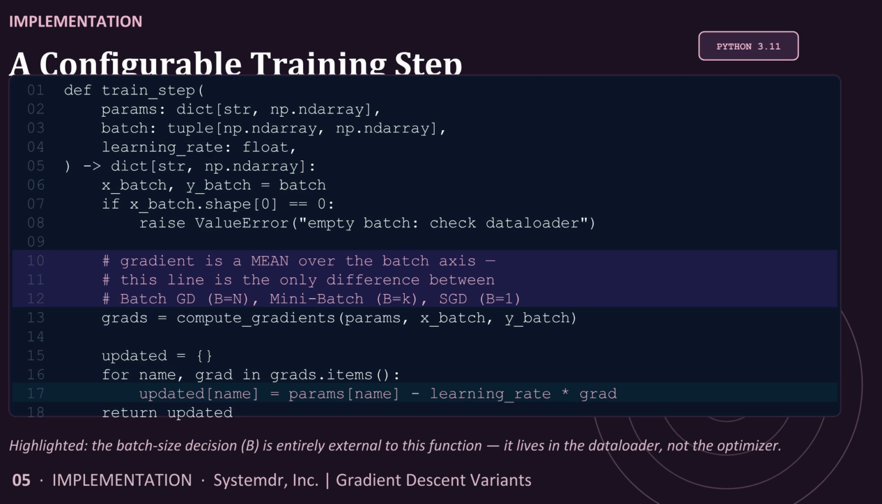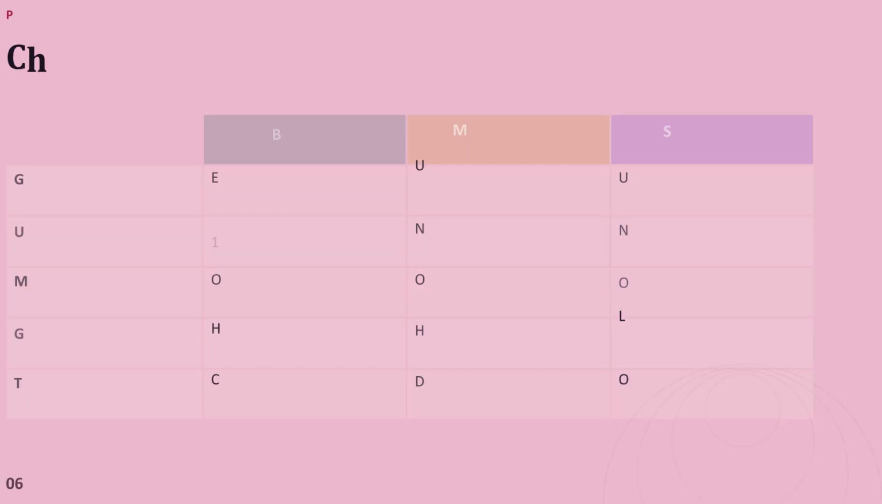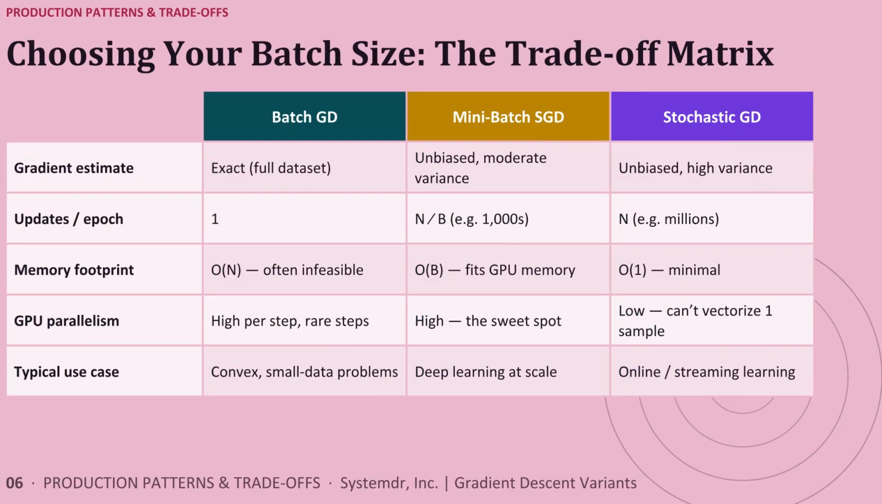With the mechanics settled, let's compare what changing B actually costs you and what it buys you. This table is the one I'd screenshot. 5 rows, 3 columns, and it's the fastest way to reason about batch size in an actual project. Gradient estimate moves from exact for batch GD to increasingly noisy for mini-batch and then SGD. But remember, exact doesn't automatically mean better outcome, since some of that noise is doing useful regularization work.